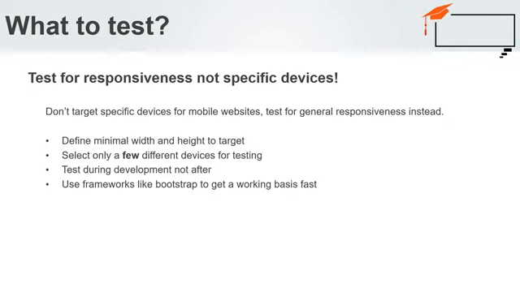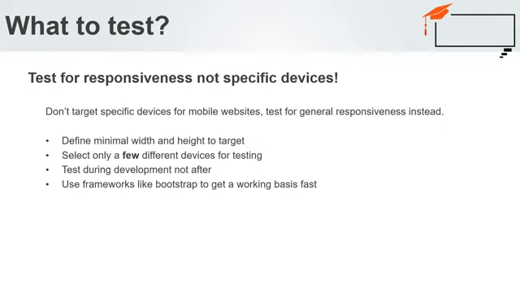For testing, it's always a good idea to select a few different devices, maybe 3 or 4, not 25. So for example, you could say we will test for an Android device, we will test for an iPhone, and we will test for an iPad. And maybe if you have the time, you can add an Android tablet as well. But with a correctly created responsive website, it will not matter which real device you're using.